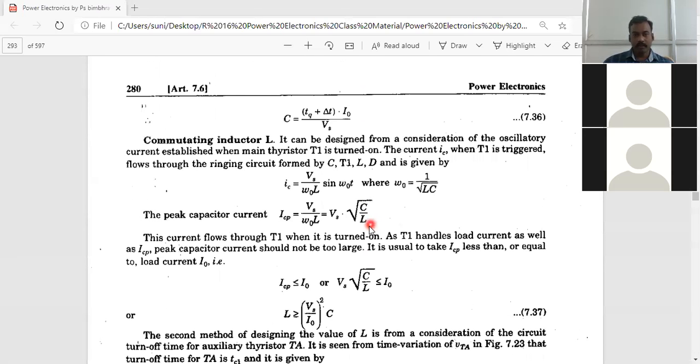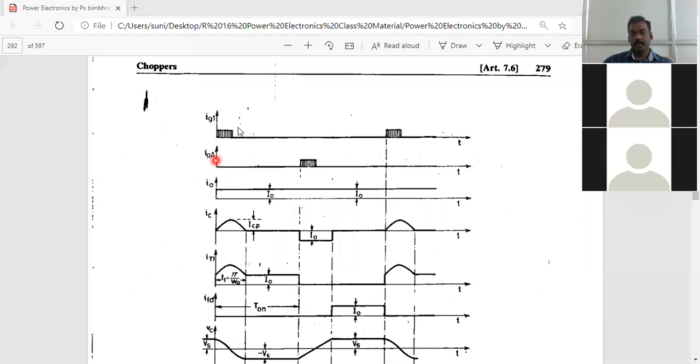Then here, these are going to be the waveforms. This is going to be the triggering instant for IG1, that is for the main thyristor. The main thyristor is going to be turned on at this particular instant, isn't it? After that, at the desired instant, the auxiliary device is going to be turned on, and a gate pulse is initiated here. You will have a capacitor discharge current like this, 0 to maximum, maximum to 0.